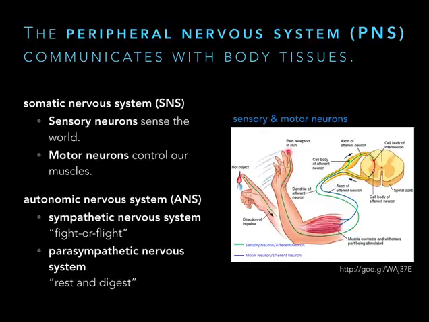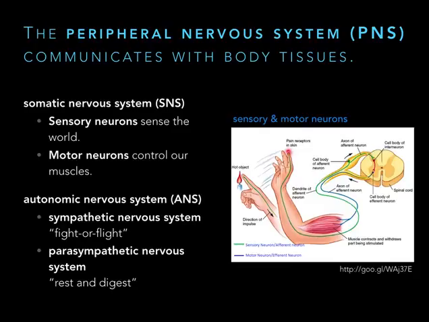We have our somatic nervous system, which controls the body. Soma means body. And our autonomic nervous system. Autonomic controls the automatic functions, so things that we don't have to think about. Okay, the somatic nervous system. Again, we branch. We have two types of neurons. We have sensory neurons and we have motor neurons.